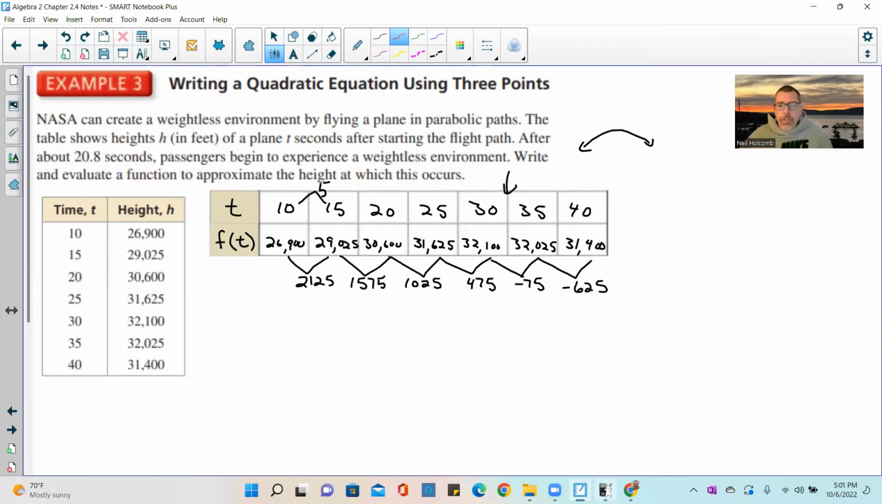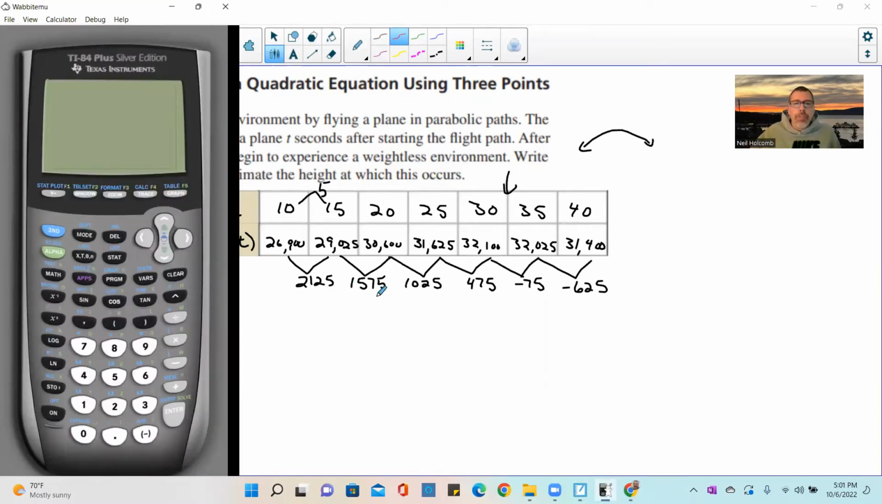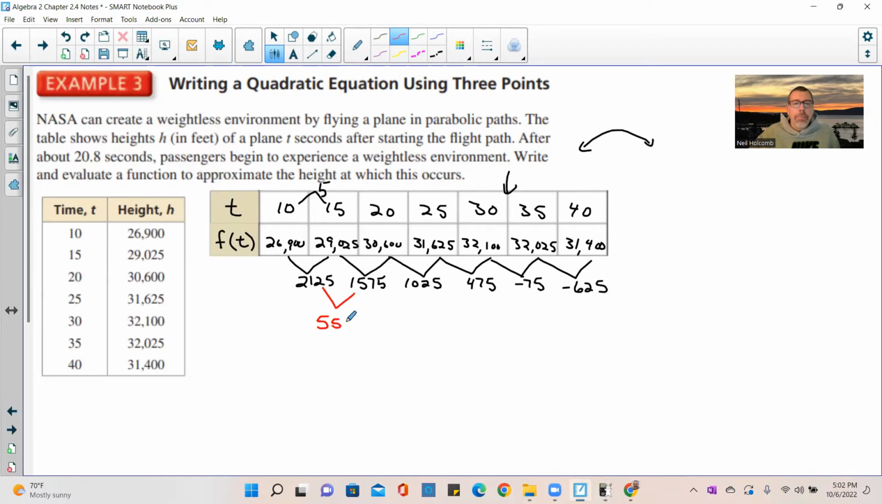Okay, so now we're going to take the second difference. Let's get the calculator out. It's going to be 2125 minus 1575. Well, I don't need a calculator for that. 2125, be careful, minus 1575 equals 550. 1575 minus 1025, that is also 550. Subtract 550 from 1025 and you will get 475. 475 minus 550 would be negative 75. So it's still 550. And finally, negative 75 minus 550 is negative 625. So it is a difference of 550. So our common second difference is 550.